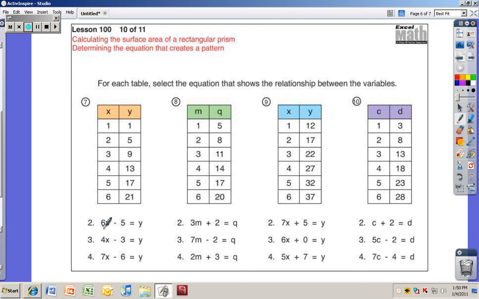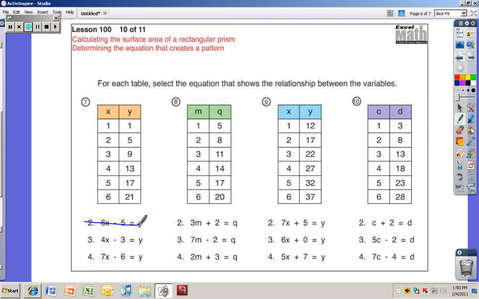Okay, so then, not the next equation. Try the next pair of numbers. Okay, so if you plug in a 2, does it work? If you plug in a 2, that's 12 minus 5. What's 12 minus 5? 7. Does that work with the second set of numbers? No. So cross out that one. That one is not going to be the correct equation for number 7.